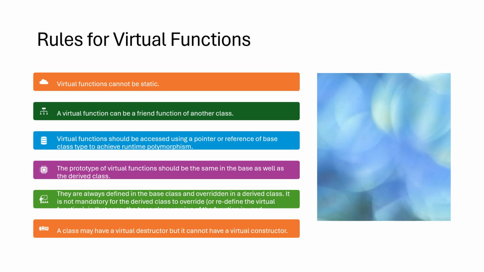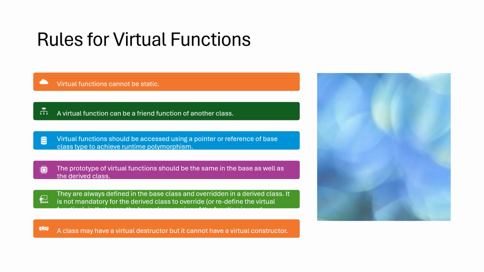Rules for virtual function. A virtual function cannot be static. It is a dynamic method. A virtual function can be a friend function of another class. A friend function means that multiple different classes can use one friend function, so virtual functions can be used as friend functions.